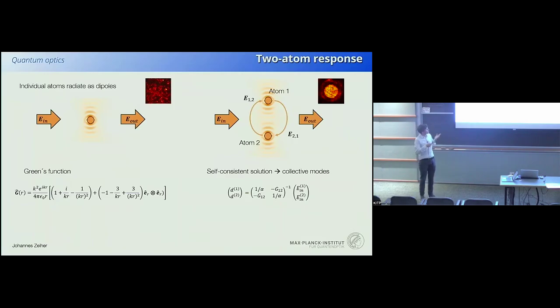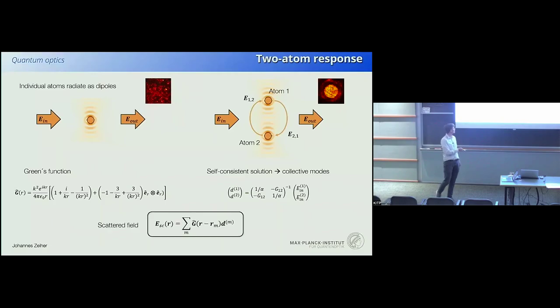Two interesting, famous collective modes are the modes where you place these atoms very close to one another, and you can either have them oscillate in phase, then you have a super-radiant mode, or you have them oscillate out of phase, and you have a sub-radiant mode. If you start separating them, some of these features survive, but the picture is slightly modified.